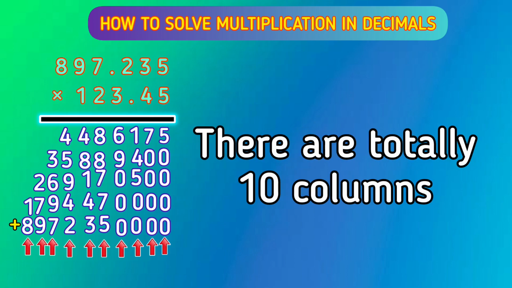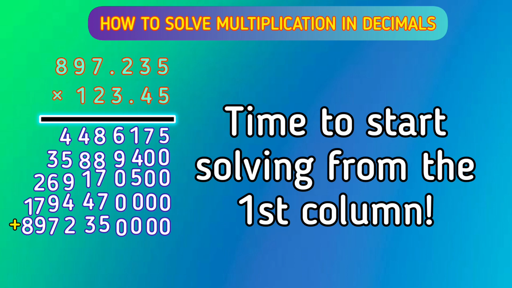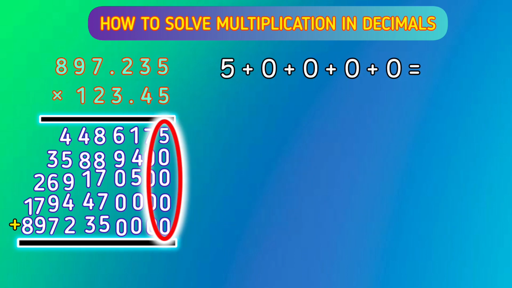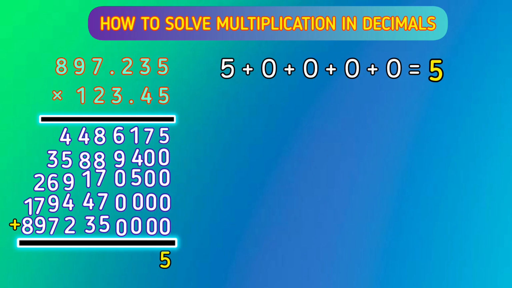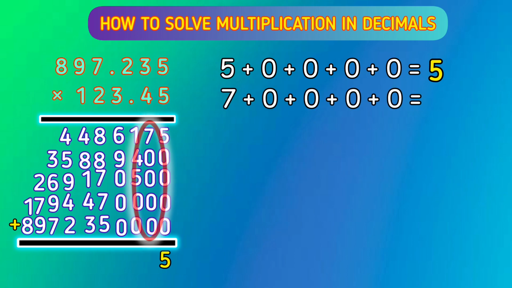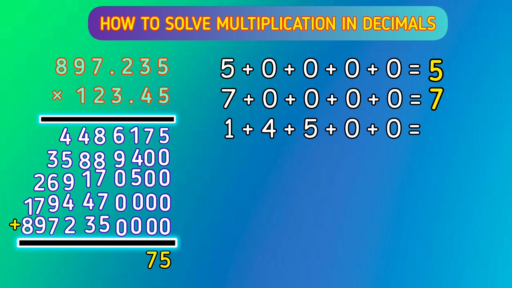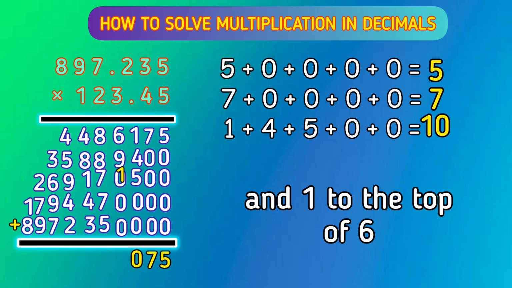There are totally 10 columns. Time to start solving from the first column. 5 plus 0 plus 0 plus 0 plus 0 is equal to 5. Now the second column. 7 plus 0 plus 0 plus 0 plus 0 is equal to 7. Now third column. 1 plus 4 plus 5 plus 0 plus 0 is equal to 10. Keep 0 and 1 to the top of 6.